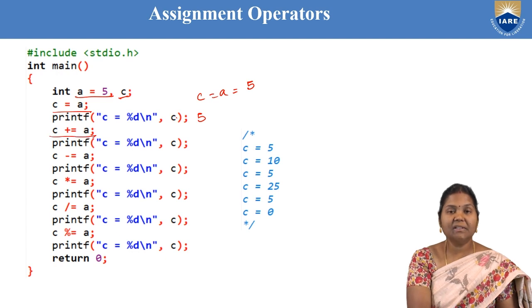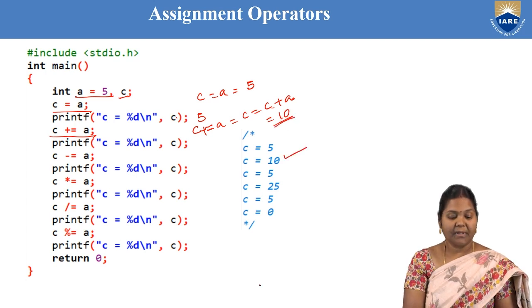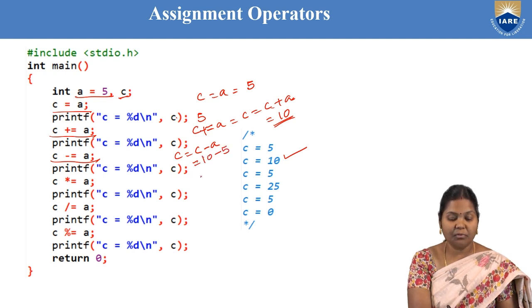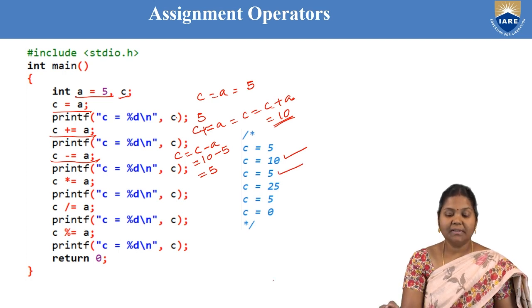Now, C plus equal to A. It means that C is equal to C plus A. So, both the values are 5 and 5. Now C value has increased to 10. You can see the output. Similarly, next, C minus equal to A. C is equal to C minus A you are doing. So, the current value of C is 10 minus the original value of A, which is 5. So, the answer is 5. You can see the output as 5. This way the assignment operators are used.